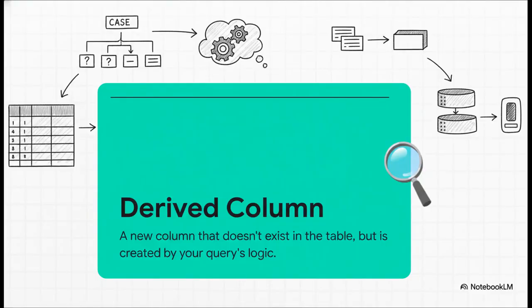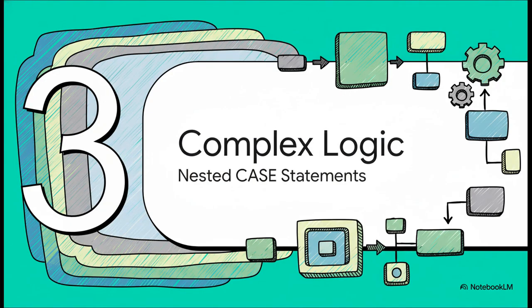This new grade column we just made, it actually has a name. It's called a derived column. It's derived from the logic we just wrote. This is a huge concept, using SQL not just to fetch data, but to actively transform it and enrich it with new calculated info. But what happens if our rules have more layers?